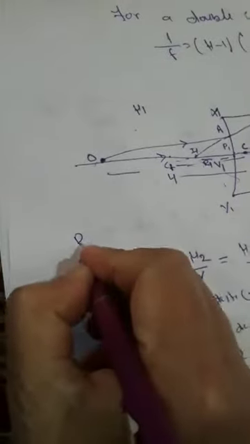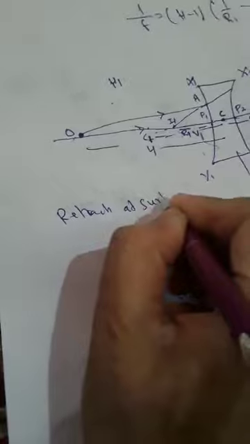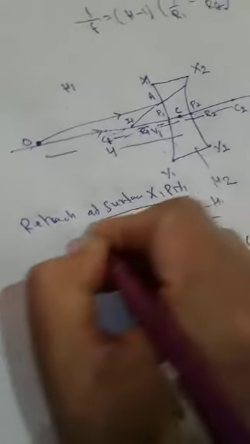This is the case when we are discussing the refraction at surface x1 p1 y1. We are discussing the refraction at surface x1 p1 y1. Ultimately we get this relation, because here the refraction takes place from rarer medium to denser medium.